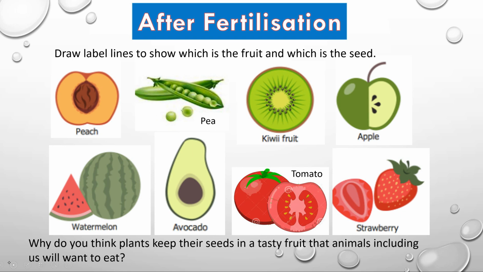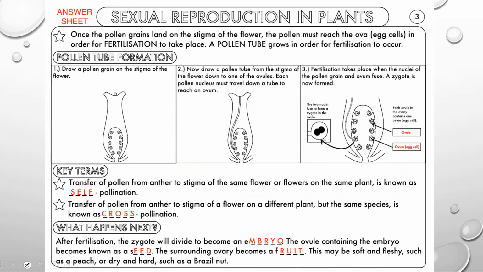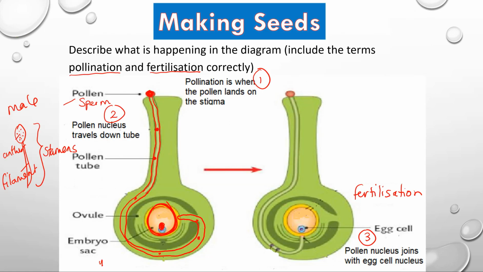So once we've had fertilization, what happens next? Well, if we go back to that previous diagram, once this egg cell, this ovule has been fertilized, that is going to become, okay, the seed. So the fertilized ovule will develop into the seed. And where do we find seeds?